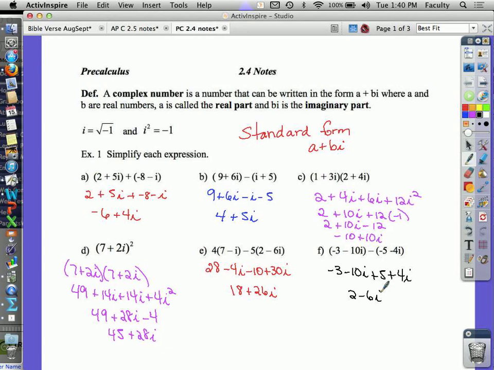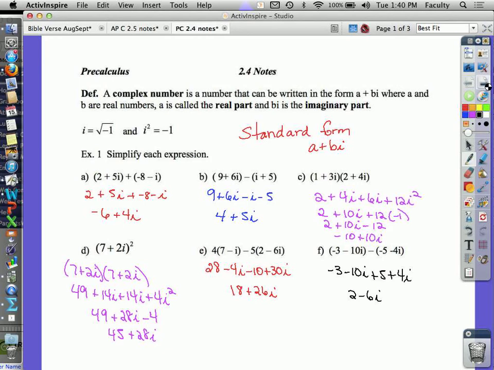Okay, letter E, I got 18 plus 26i, and on F, I got 2 minus 6i. And I do not mind if you're doing these like the subtraction in your head, as long as you're doing them correctly. That's okay. But if you're missing one of the signs, then don't do that. Do the extra step. Okay? Any questions on this? Do you remember it from last year?